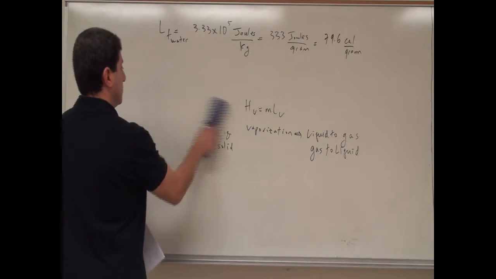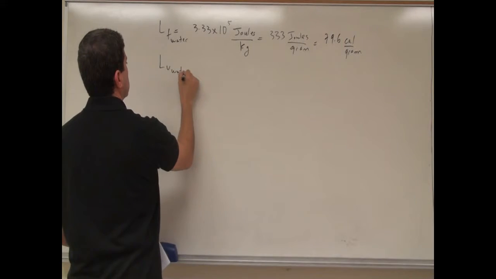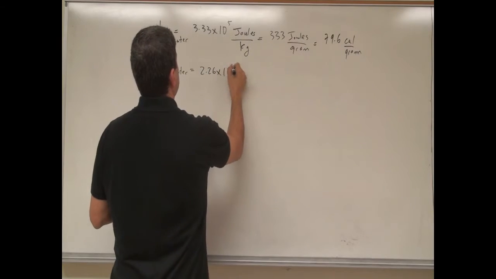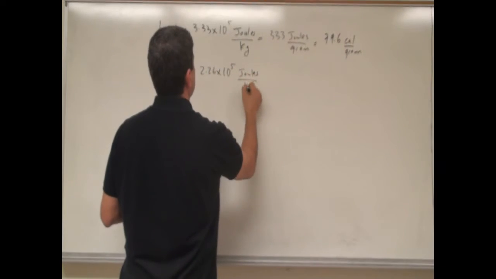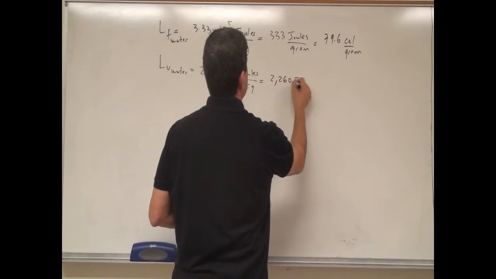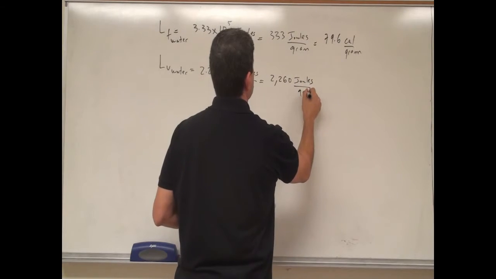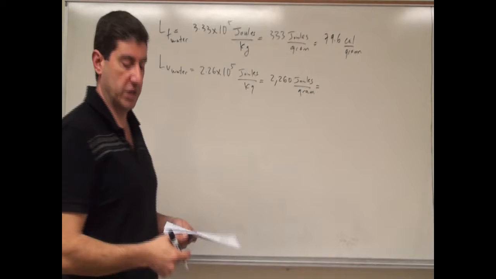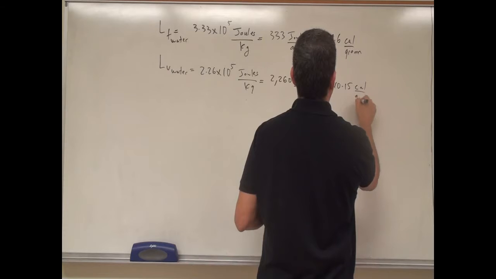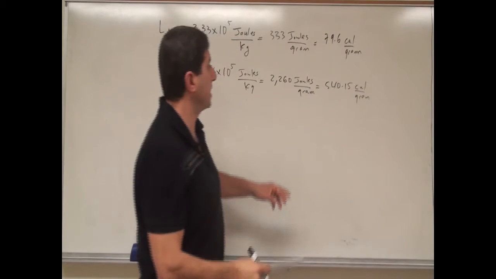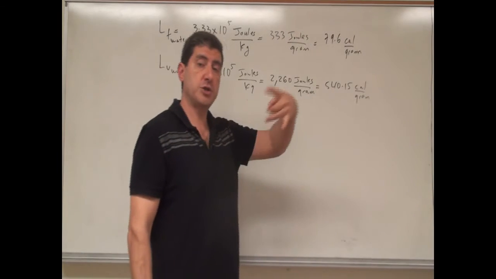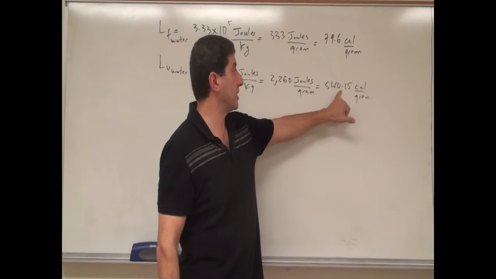So then, the heat of vaporization of water is going to be 2.26 times 10 to the 5th joules per kilogram, and in terms of joules per gram, it would be 2,260 joules per gram. And then if you divide that by 4.184, you get 540.15 calories per gram. So notice that to vaporize 1 gram of liquid water and turn it into steam, right, it would take 540 calories.